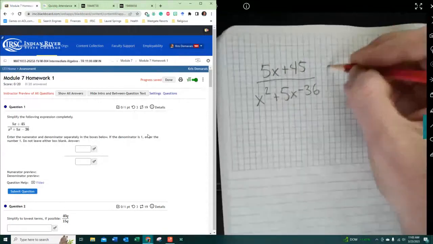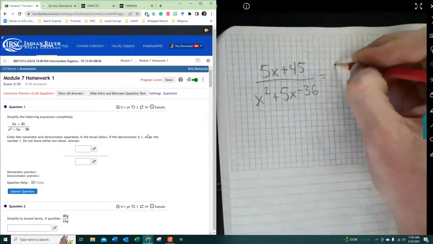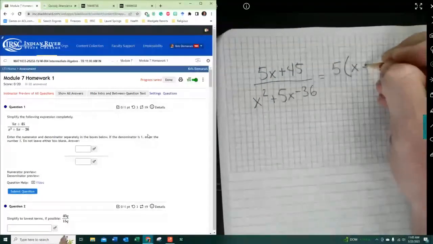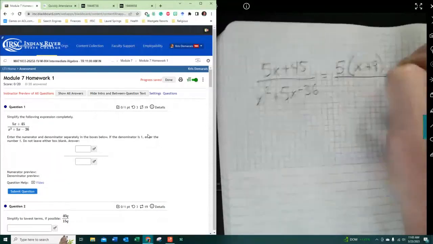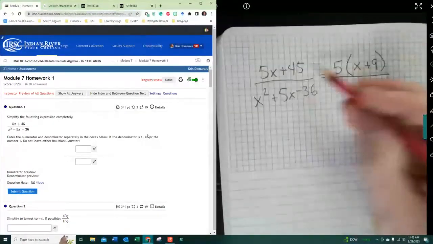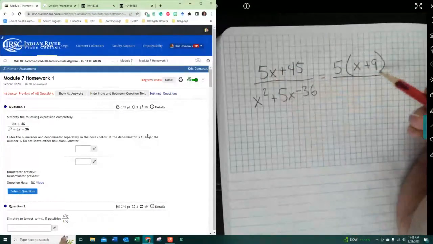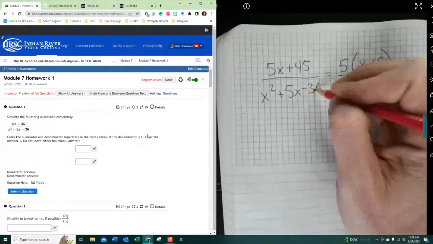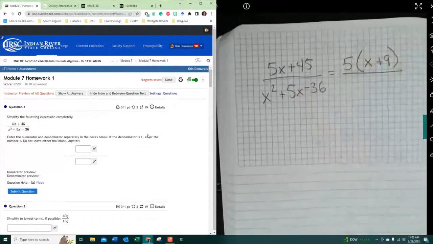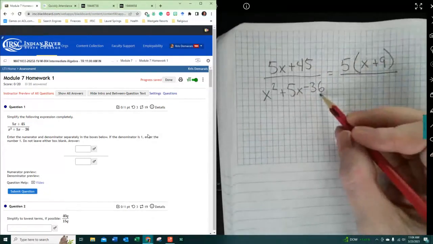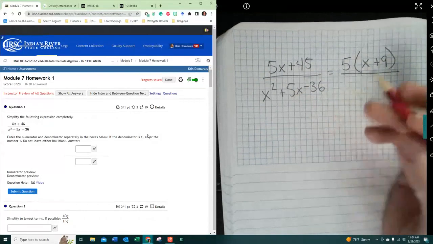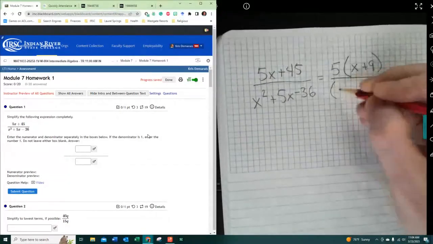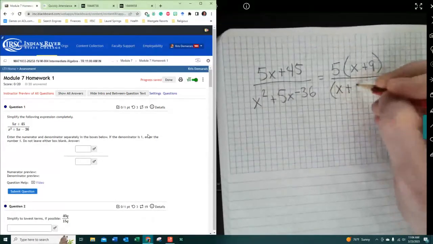Now, what I want to do is go ahead and factor both numerator and denominator. So I factored out 5 between 5 and 45 and got this. And now I'm going to ask myself what two numbers multiply together to create 36 that add up to 5. Well, 6 times 6 is 36. 4 times 9 is 36. So because this is negative, it's definitely going to be the 9 and the 4.